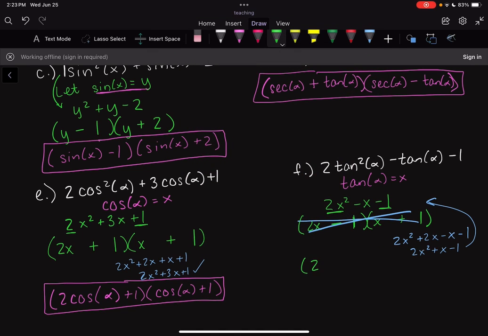So I would say, okay, so it should be 2x plus 1 and then x minus 1. And then we can check that to make sure that it's right. And yes, it would get me to 2x squared minus x minus 1. But remember, put tangent back in.